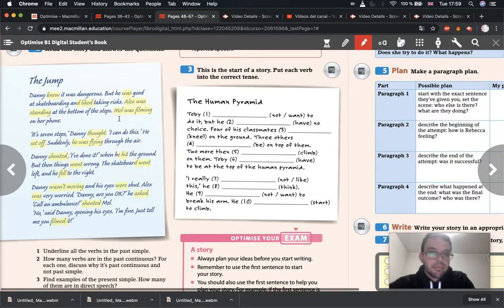So all of the verbs you see in past continuous are describing things that were happening at a certain time, but not the main events of the story. But things that were happening at the same time.